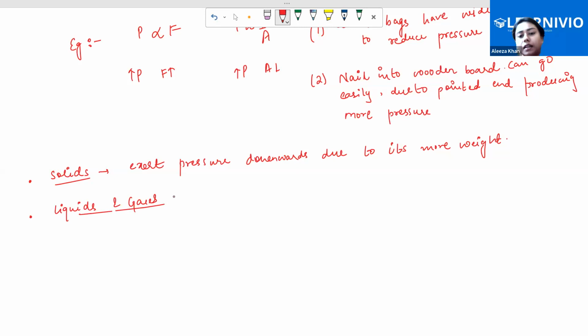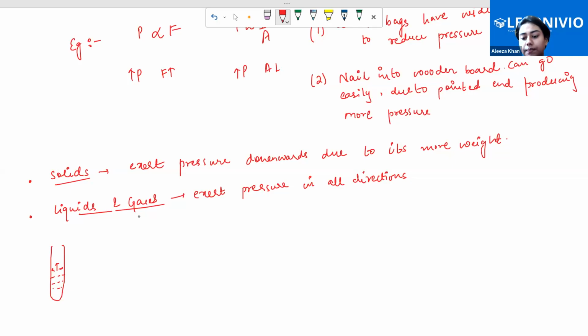Do liquids and gases exert pressure in the downward direction or in all directions? Gases exert pressure upwards, or I can say in all directions. Okay, so let's say you have this container and you have the liquid filled in it. Fine, so it will apply pressure on all the ends, sidewards also and upwards also. Yes or no?